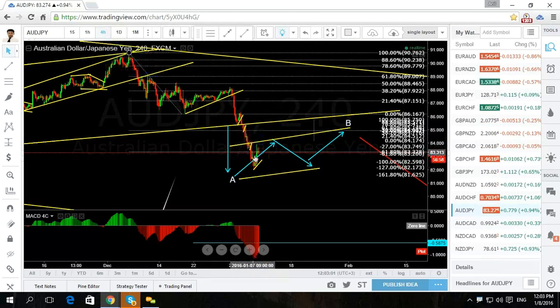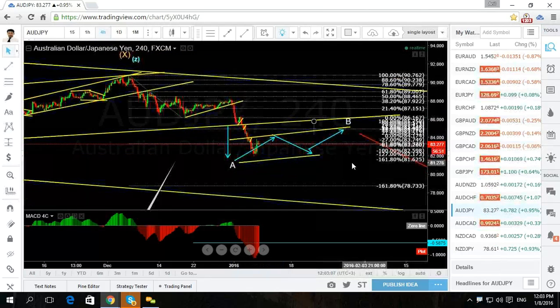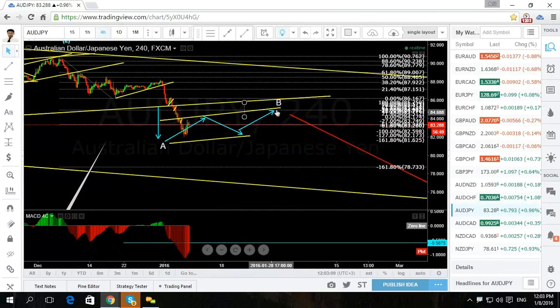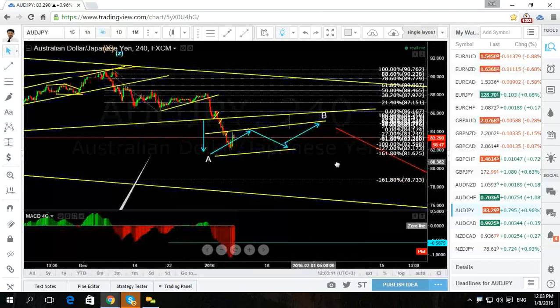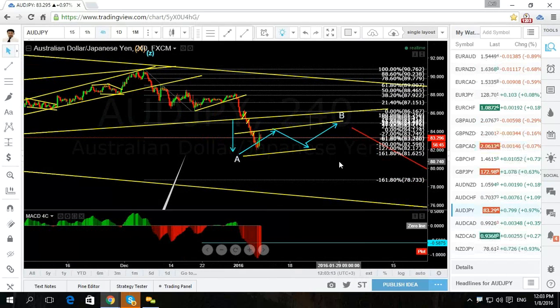1, 2, 3, right? Now we are here, so we're looking for a deeper consolidation before we start the downside. We're going to make a deep consolidation. We're going to go down again, right? Nothing changed, nothing amazing. Exactly as we said it's going to behave. It's how it's behaving, right?